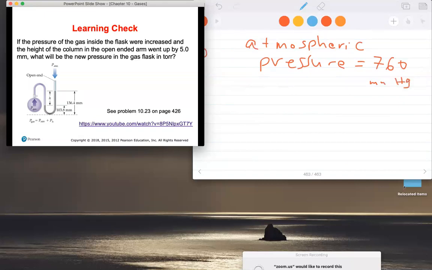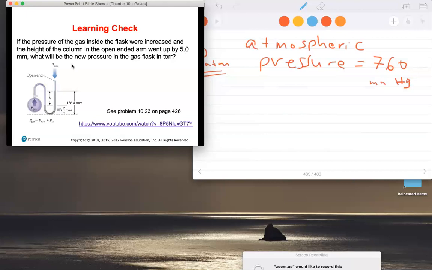This is the PATM, atmospheric pressure. The question is, if the pressure here is increased in such a way that the height in the open arm will increase, because the pressure is increased, it's going to push this, and this will go up. So if the pressure here is increasing, it's going to push this down, and that means this level right here will go down, and this one will go up.